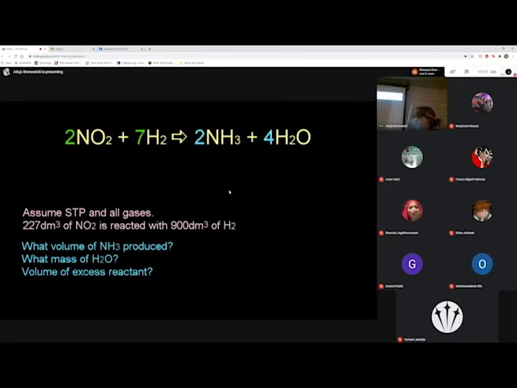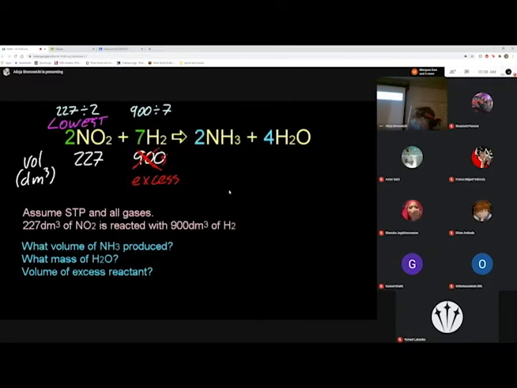Okay, for this one here, we're assuming STP in all gases. Let me put the numbers in. That's the volume of nitrogen dioxide, and 900 for the hydrogen. So I need the data for the star and the squiggle, and that should help me work out the first two. All right, excess and limiting. The volume divided by the coefficient. What's the lowest number? The lowest is limiting, so nitrogen dioxide is limiting. And so that's the number that I need. 900 is too much, it's excess, cross it out.